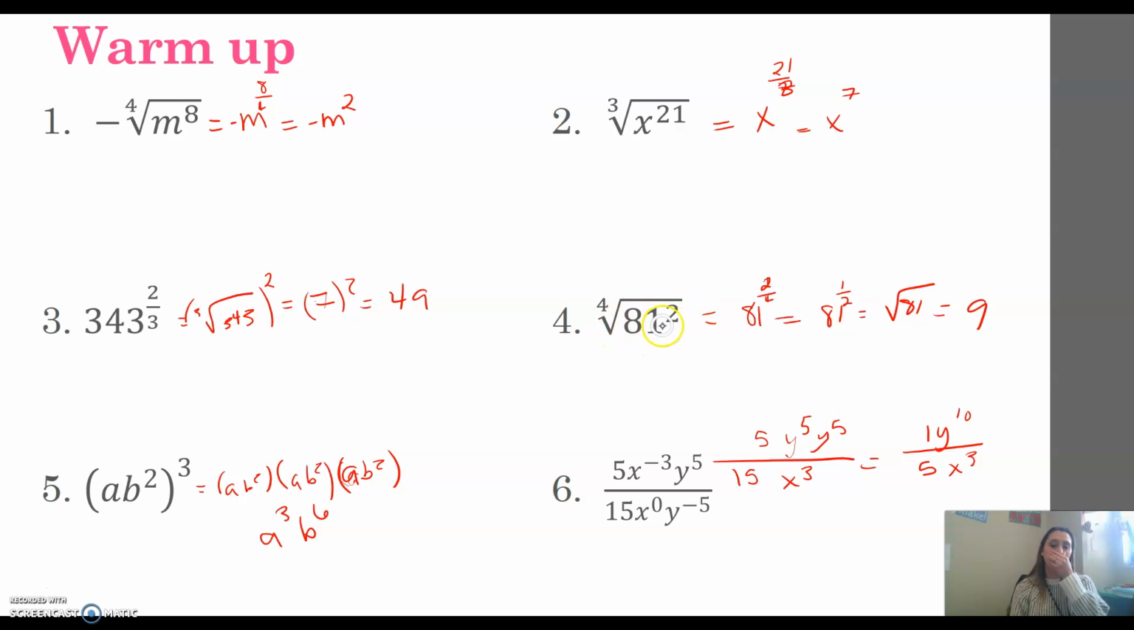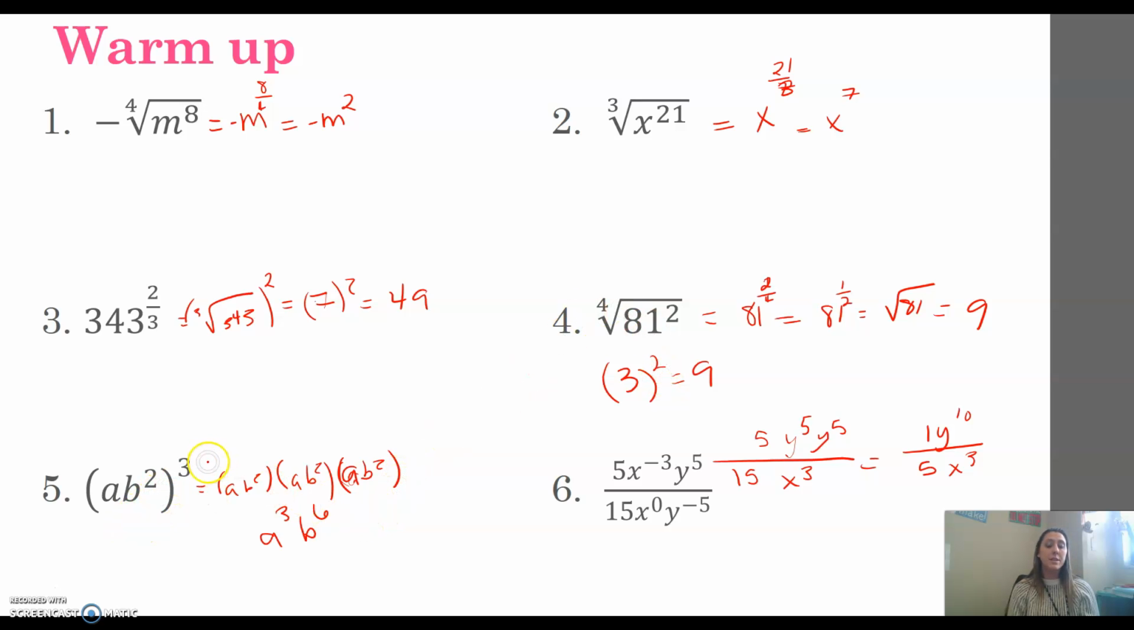There were a couple different ways you could have done this. I decided to go ahead and write it in radical exponential form and simplify, and I find that I would get the square root of 81, which is 9. Another thing that we could have done is you could find the fourth root of 81, which is 3, and then square that, which is also 9. So two different ways to do the same thing.